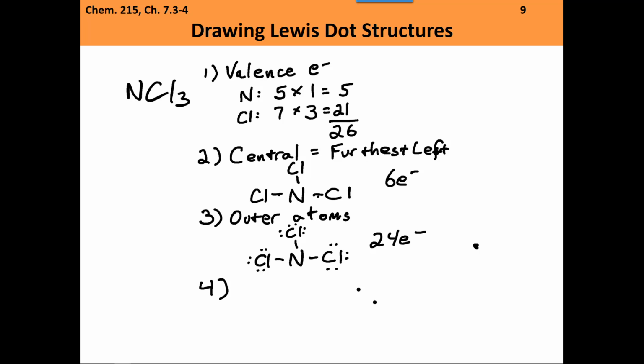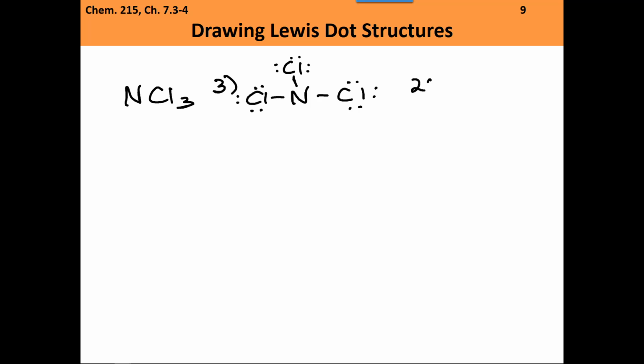Step 4 is I can put any more electrons as lone pairs on the central atom. Let's go ahead and do this on another page. So we have NCl3. In step 3, we add this. We started this by saying there are 26 electrons. So far we've used 24 electrons. So I have 2 more. I can go ahead and put those last 2 on, in this case, nitrogen.